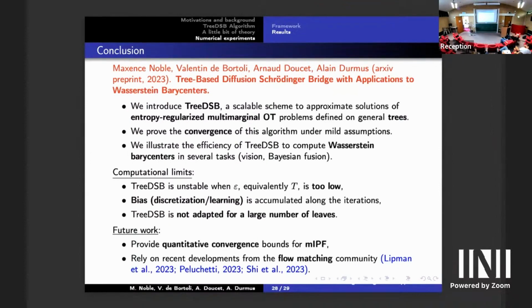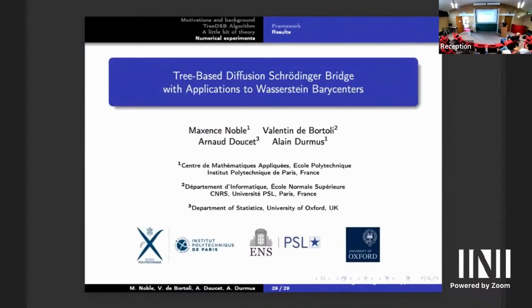Once again, this is hard to get, and maybe to avoid this bias, relying on some things from the flow matching community. So instead of having access to the whole trajectories to compute the time reversal, maybe having access to a bridge, which can spare you some bias when you compute the training of your neural net. And that's it. Thank you.